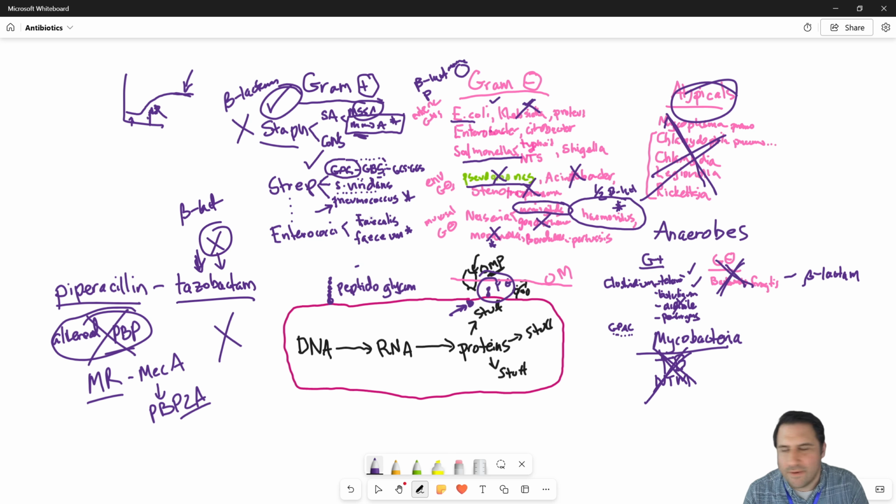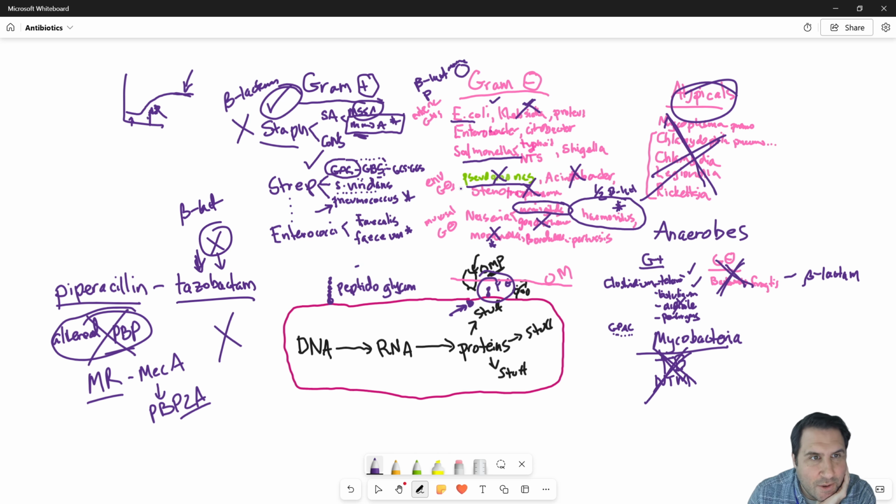Faecalis, faecium, same deal. The one exception is rarely enterococci can produce a beta lactamase, but by and large they also will alter their penicillin binding proteins. So you can, in rare cases, get better coverage, but it's really not something that is tested for very often in the lab, so you're not going to know.